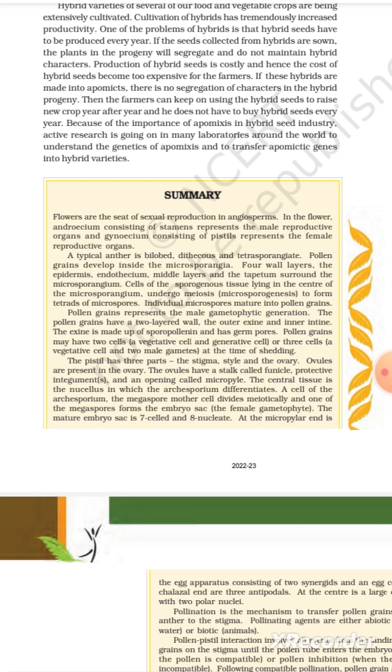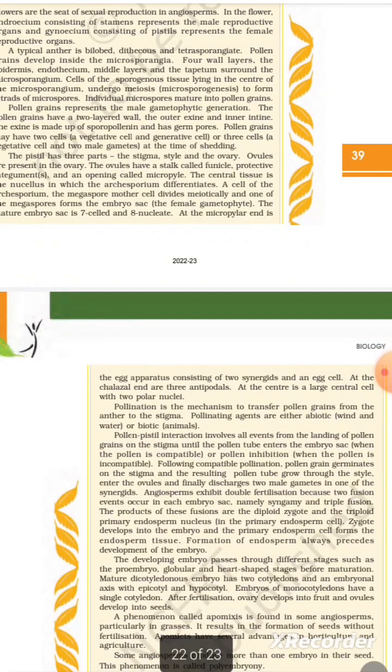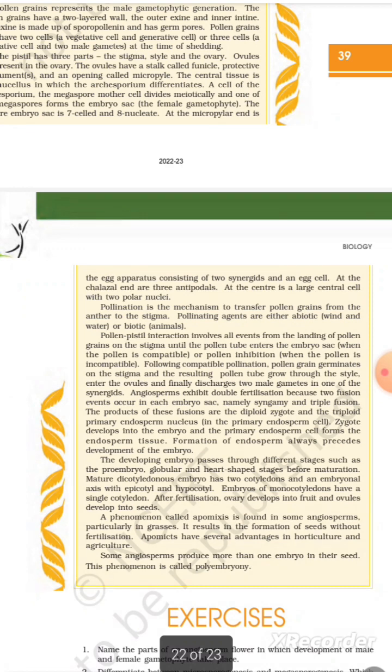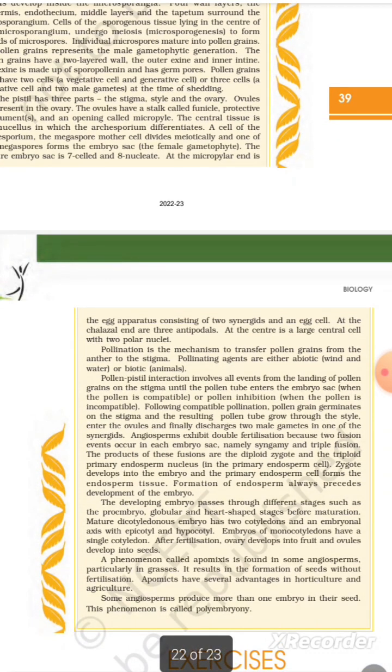The female gametophyte, the mature embryo sac, is seven-celled and eight-nucleate. At the micropylar end is the egg apparatus consisting of two synergids and an egg cell. At the chalazal end are three antipodals. At the center is a large central cell with two polar nuclei.